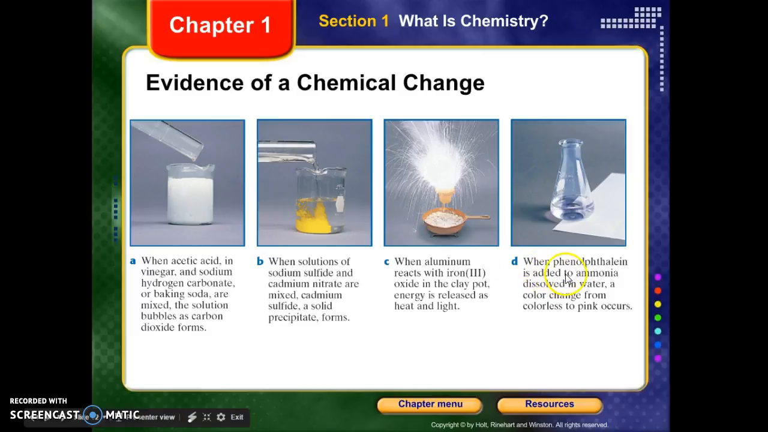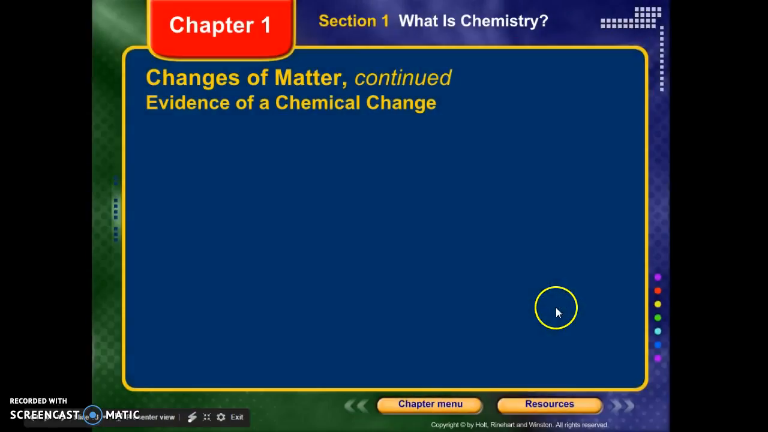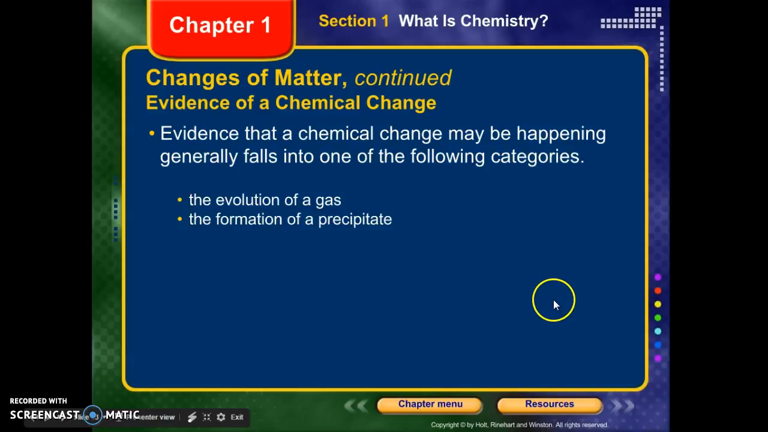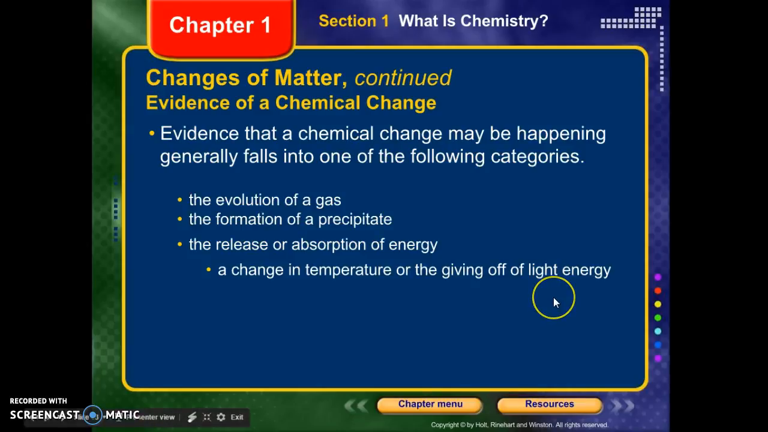And then a last one is if I have phenolphthalein in an acid solution and I add a base to it, it will turn pink, telling us that a reaction has occurred. So when ammonia is dissolved in water, a color change will form, it will go from colorless to a pink color. Okay, so what are the 4 different ways we can tell that a chemical reaction may have taken place?